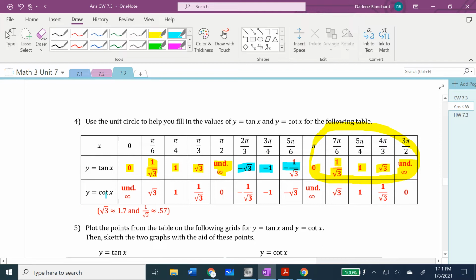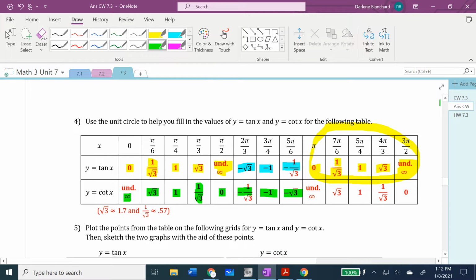When it comes to cotangent, cotangent is the reciprocal of every single one of these. So the reciprocal of 0 is infinity, undefined, so I have a vertical asymptote there. The reciprocal of 1 divided by root 3 is root 3. 1's reciprocal is itself. The reciprocal of root 3 is 1 over root 3. And the reciprocal of the undefined takes us back to 0. And then the negative numbers as well.